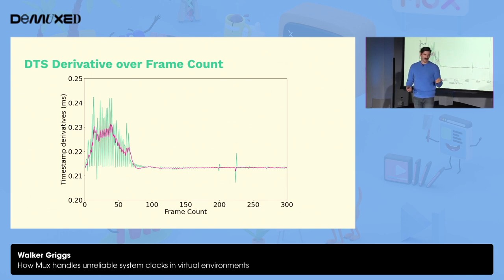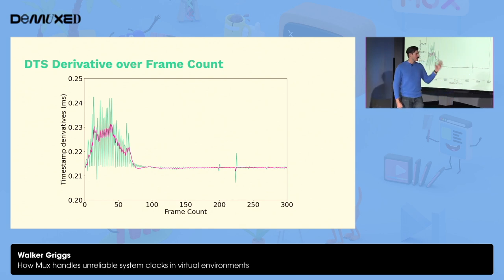So the derivative of a linearly increasing function is flat, and that makes sense in this context. Timestamps should increase by the same amount frame to frame to frame. Those first few timestamps, though, anytime our slope is increasing, the gap between timestamps is getting larger, and anytime it's decreasing, they're getting smaller. So I think we've identified the non-monotonous clock here.